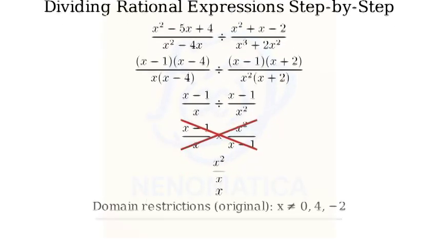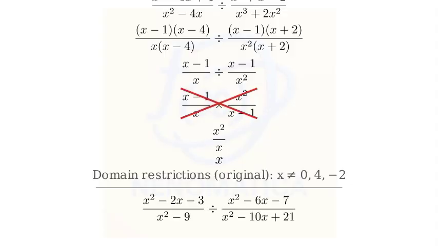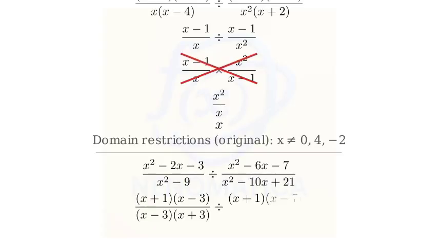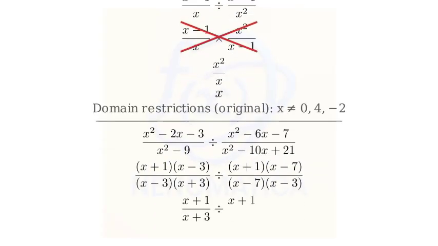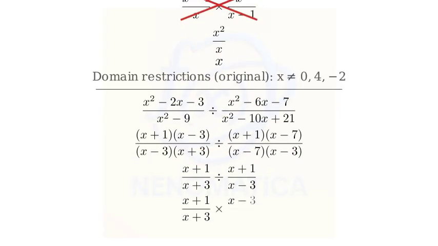Problem 2. We start from the given expression. Step 1. Factor all polynomials. Step 2. Simplify each fraction by canceling equal factors. Step 3. Change division to multiplication by the reciprocal. Step 4. Cancel common factors across the multiplication.